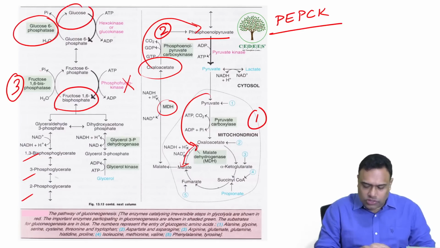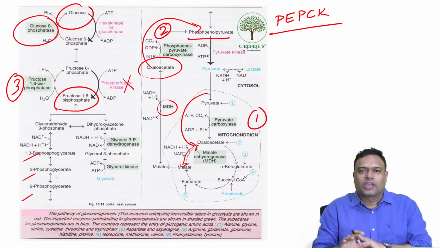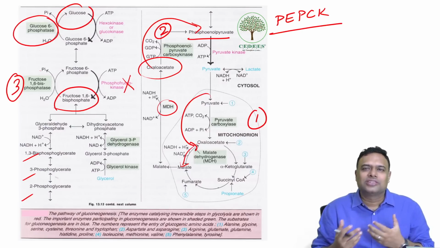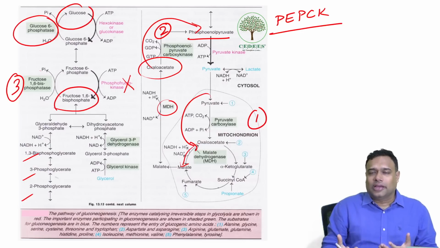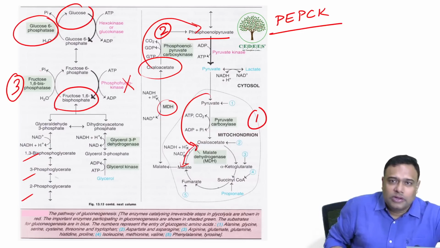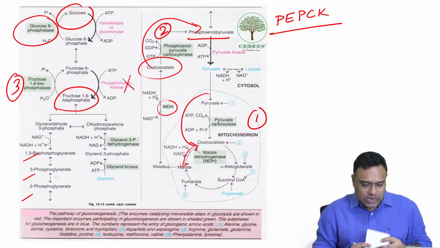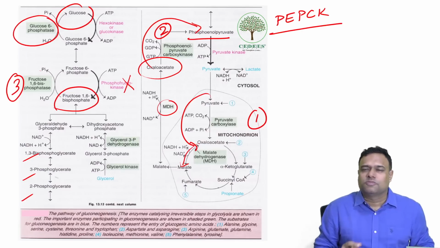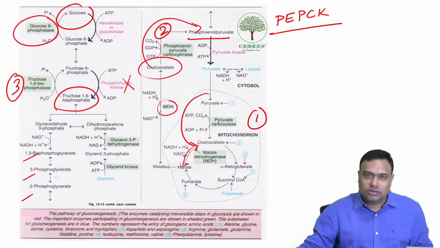So this whole process of conversion of pyruvate to glucose is gluconeogenesis from non-carbohydrate sources like glycerol, lactate. All of them can form alanine. All of them can form glucose. So this is how basically we try to understand what is going on in gluconeogenesis. And gluconeogenesis, my dear students, majorly takes place in the liver and to a certain extent in the renal cortex.